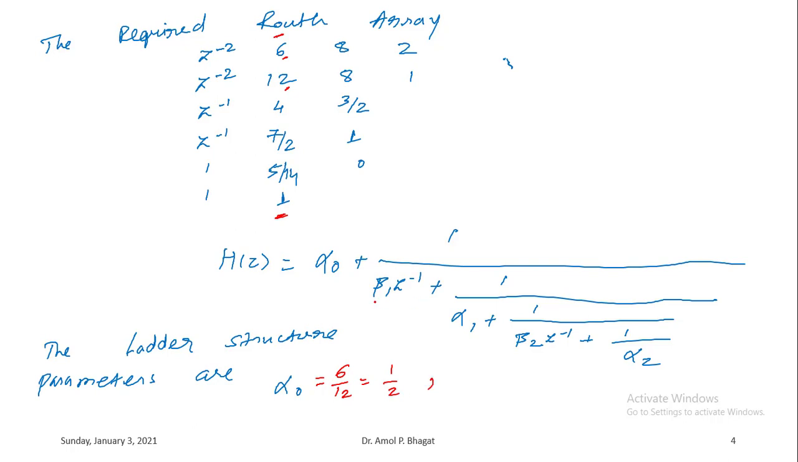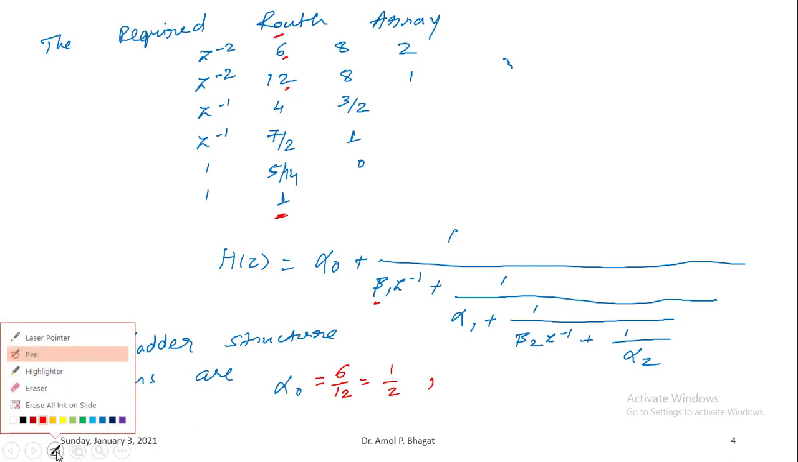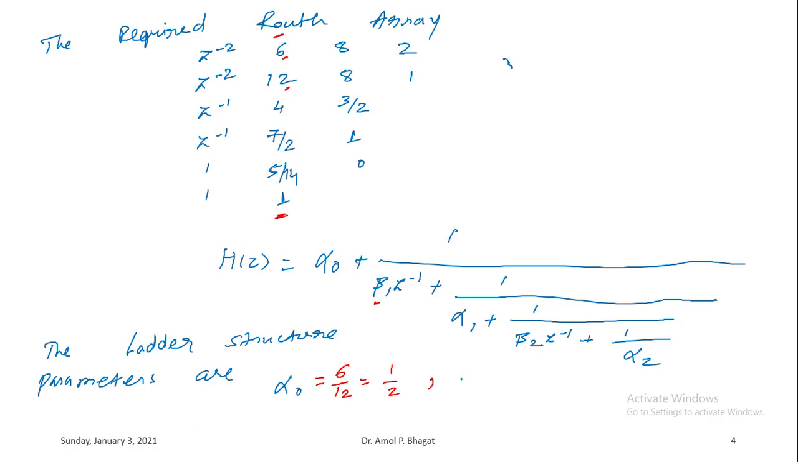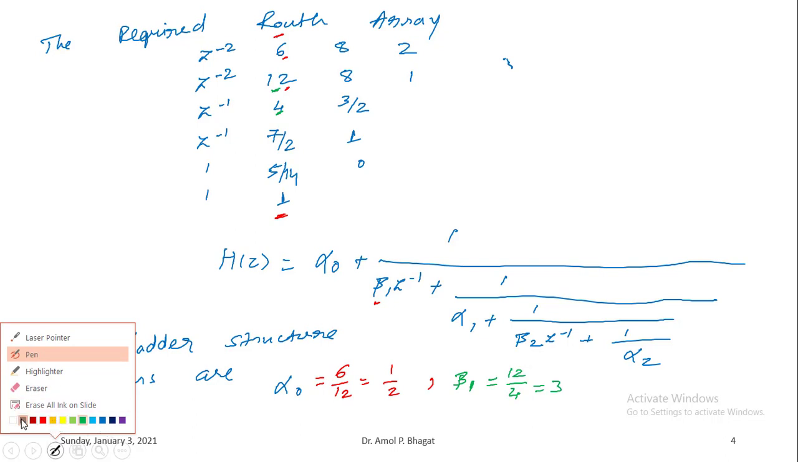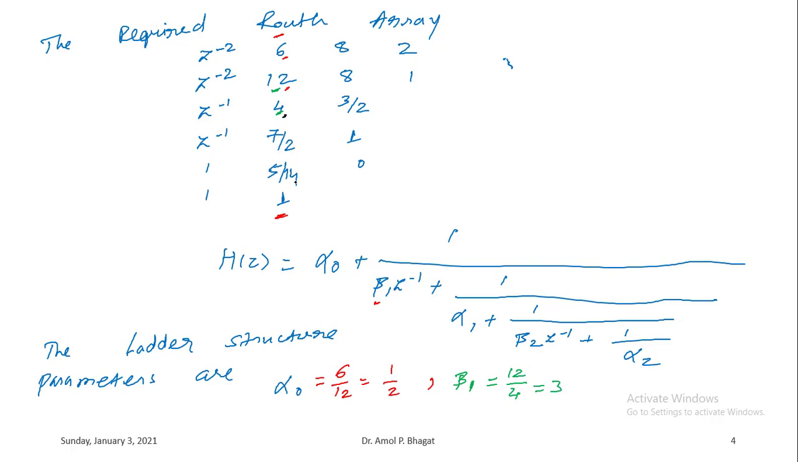Next coefficient is beta 1. To obtain beta 1, you have the next two values, 12 divided by 4, which will be 3. So that is the value of beta 1. Next, alpha 1. For alpha 1, the next two values I will be utilizing, that is 4 divided by 7 by 2, so it will be 8 by 7. So the value of alpha 1 will be 8 by 7.